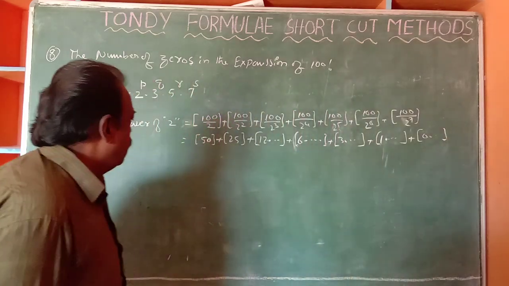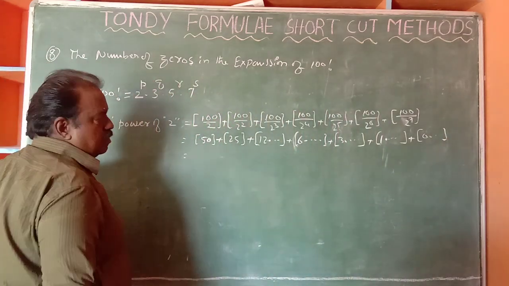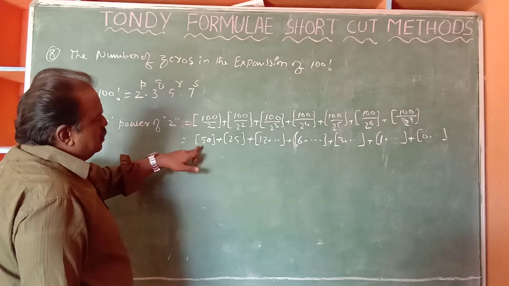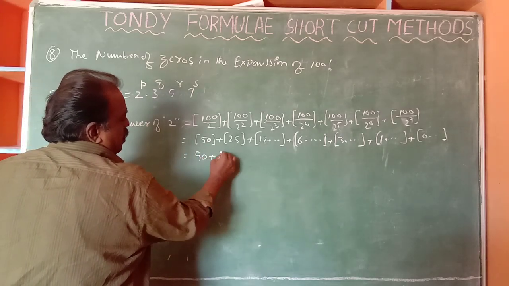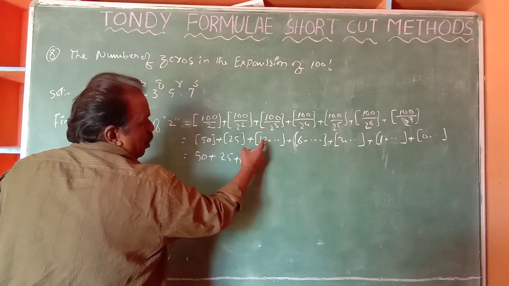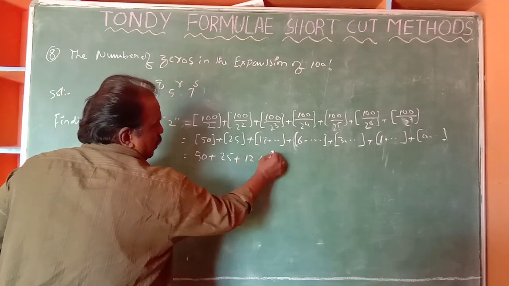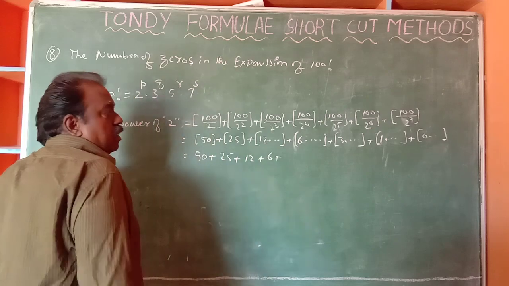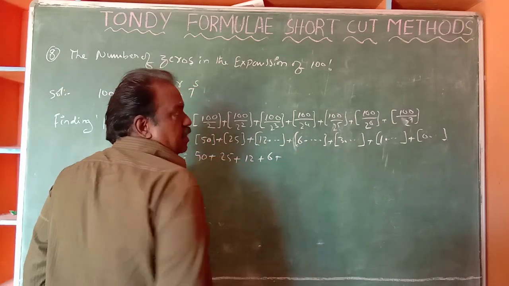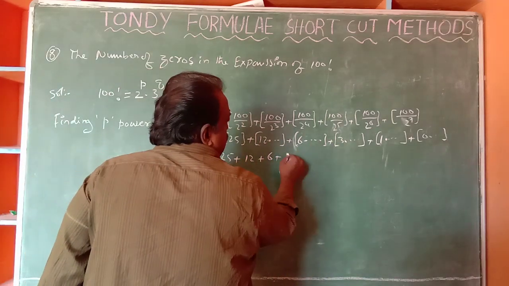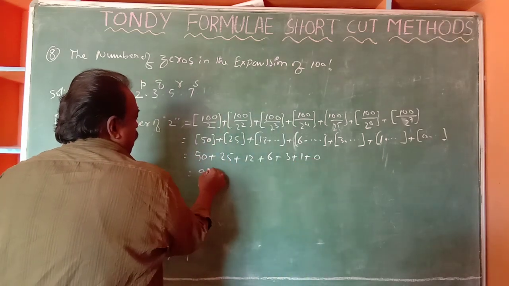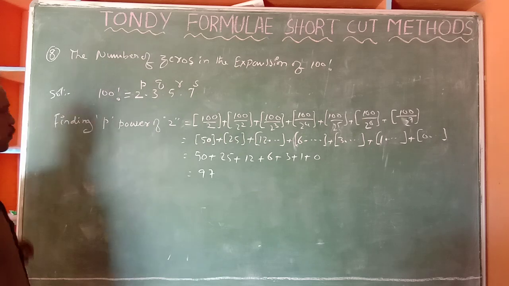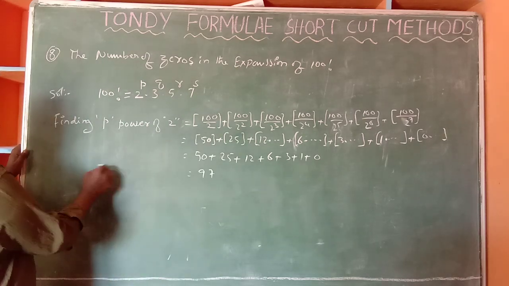You see, the step function, the greatest integer function of 50, it is a full integer. It is 50, and this is 25, and it is 12 only. Only the integer we have to take. Here also 6 only. The remaining fraction will be deleted. It is 3 plus 1 plus 0. That means it is 97. So there is 2 power 97.